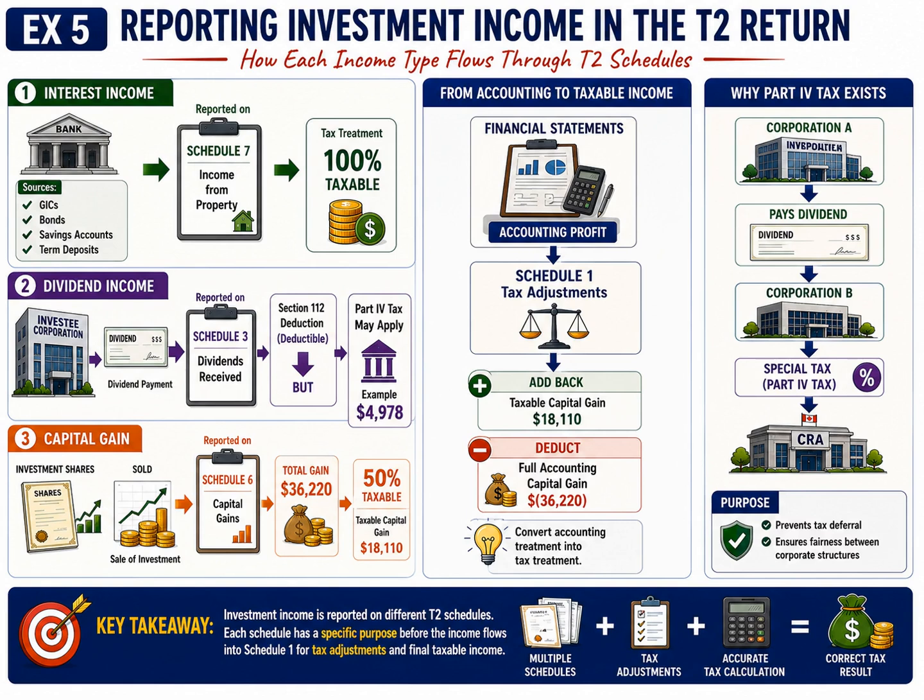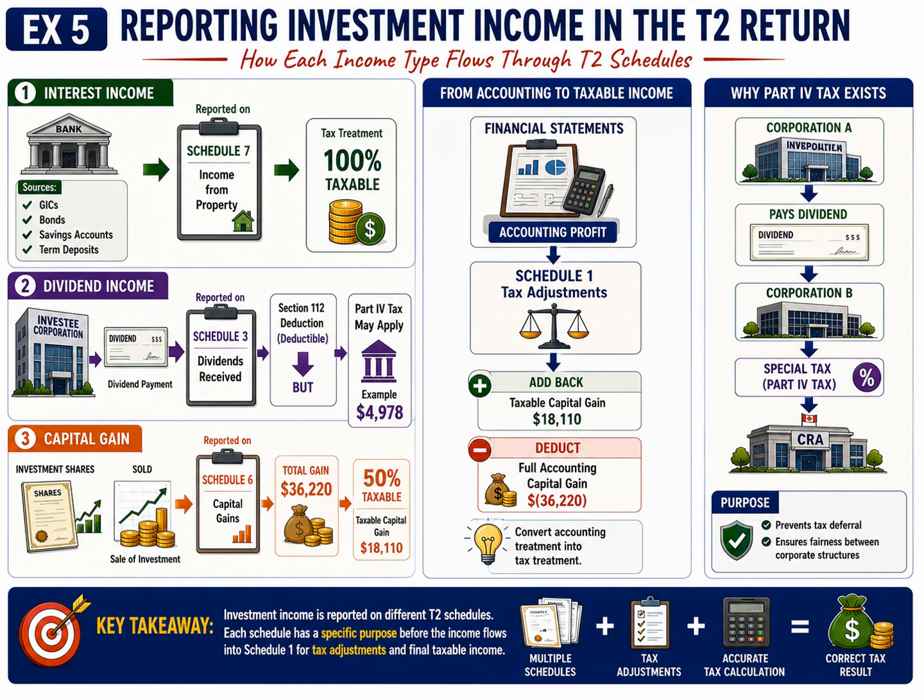Interest earned from GICs, bonds, savings accounts, and term deposits is considered income from property. This income is reported through Schedule 7 before becoming part of the corporation's taxable income. Unlike other investment income, there are no special calculations or deductions. The rule is straightforward. 100% of the interest earned is taxable and included in the corporation's income.